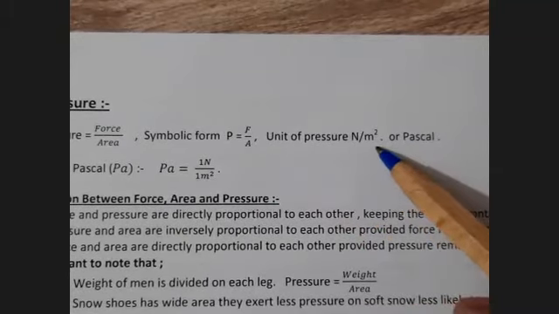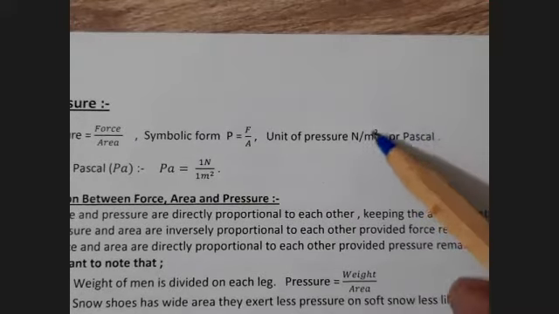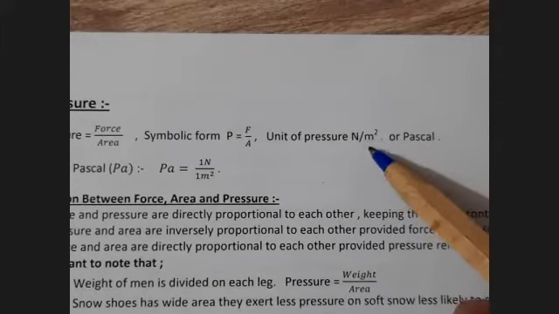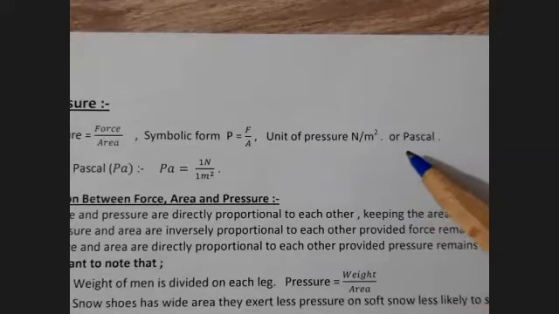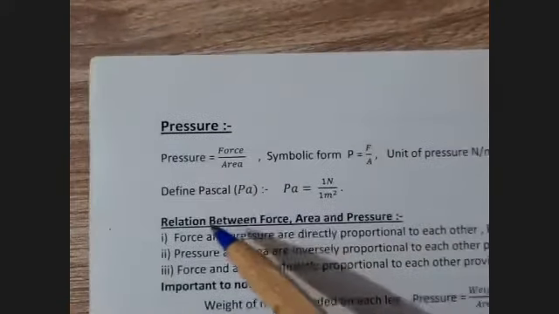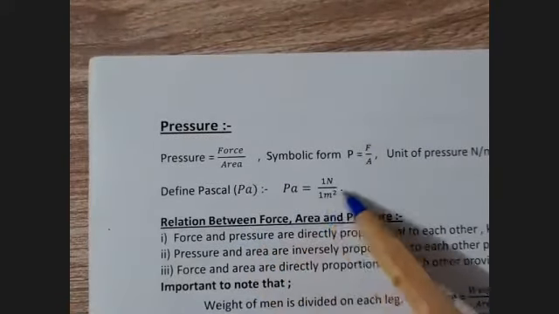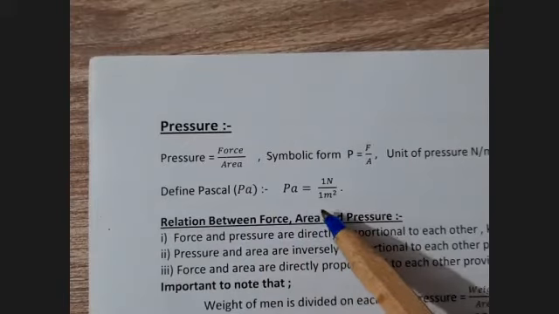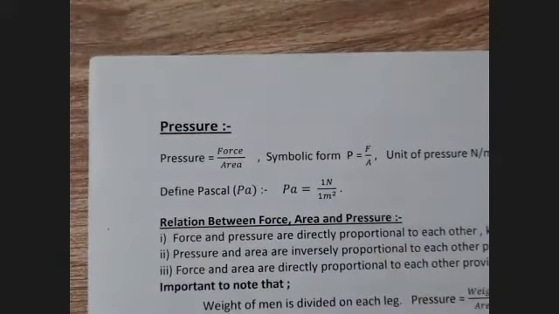Okay. We can also take Newton per centimeter square, but the standard unit for pressure is Newton per meter square. And this Newton per meter square can also be called pascals. Okay. So in the later definitions, we will discuss what is Pascal and how the Pascal is 1 Newton per meter square. If we are defining the Pascal, then Pascal is equal to 1 Newton per 1 meter square. So this is the definition, or you can say simply, what is Pascal.